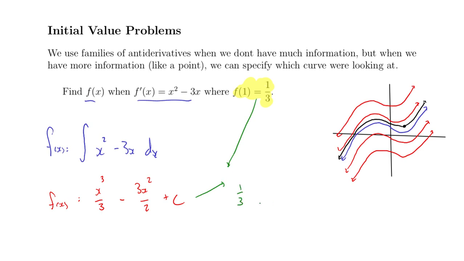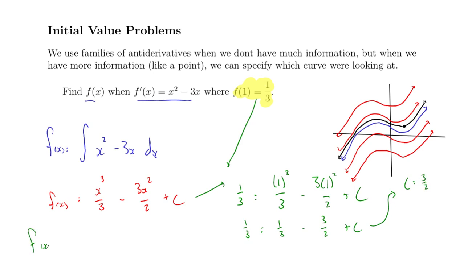So we'll say a third is equal to whatever happens when you put 1 in for x. And now we have this equation with only one thing that's unknown. 1/3 equals 1/3 minus 3/2 plus c. Hopefully we can see pretty easily that if you subtract a third from both sides, you get 0, add 3/2 to both sides, and c is equal to 3/2. What that means is that the specific antiderivative function that we're looking for is this.